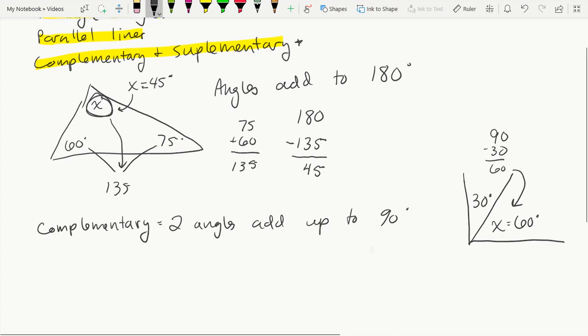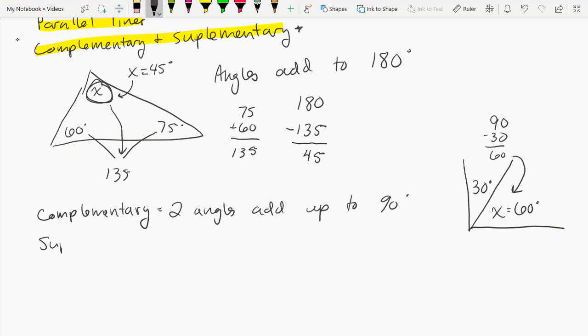Supplementaries are a little bit different. Supplementary. I don't know if there's two P's or one. But either way, so supplementary means two angles. Sorry, I don't know what letter that is. It's ES, I guess. That's bad handwriting right there. Two angles add up to 180 degrees.